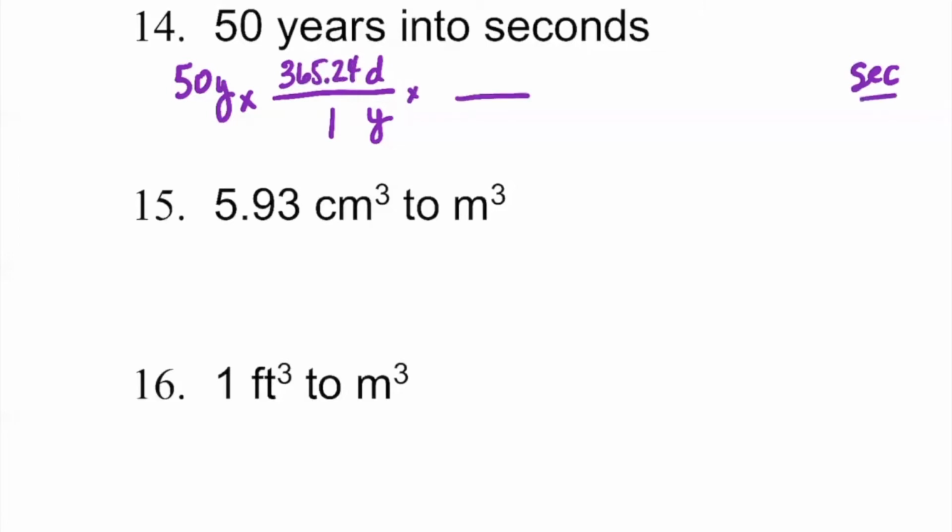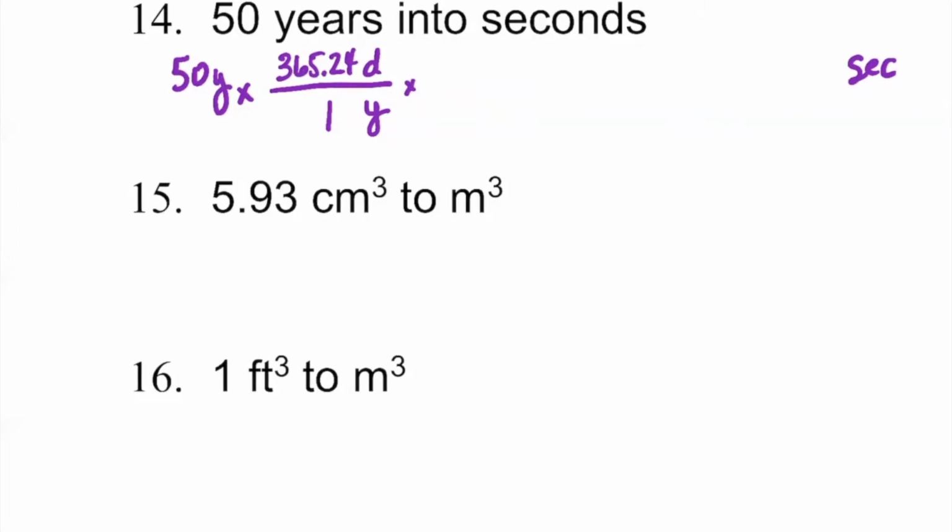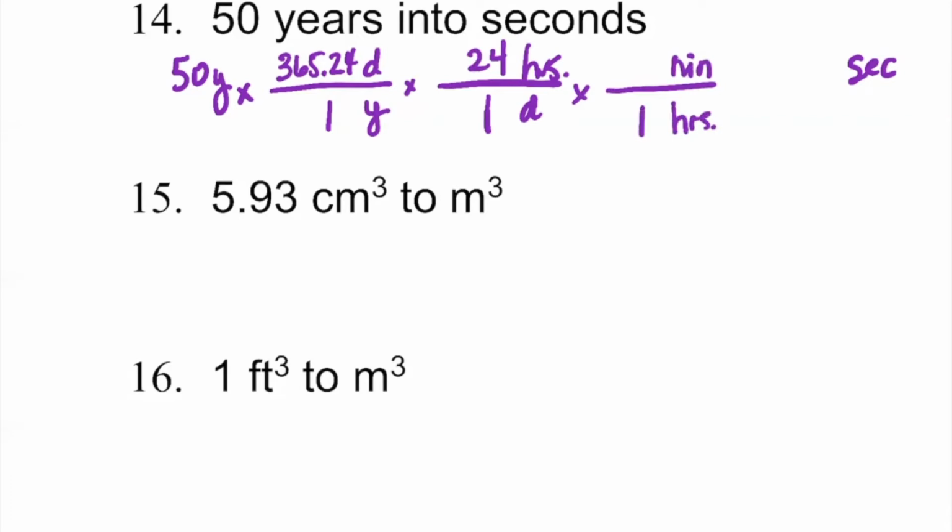Remember, we want to get to seconds. Next, I'm going to convert days into hours, putting days on the bottom and hours on the top. For every 1 day, there are 24 hours. Once we have hours, we can go to minutes, and for every 1 hour there are 60 minutes. We can go from minutes to seconds, and for every 1 minute there are 60 seconds. Years cancel, days cancel, hours cancel, minutes cancel, and I'm left with seconds, which is what I want.